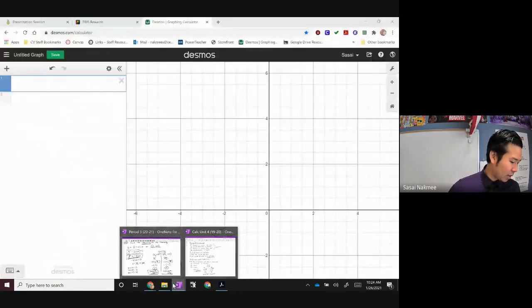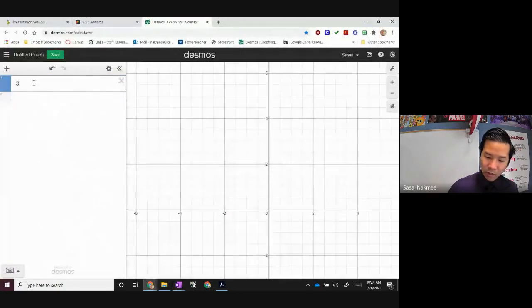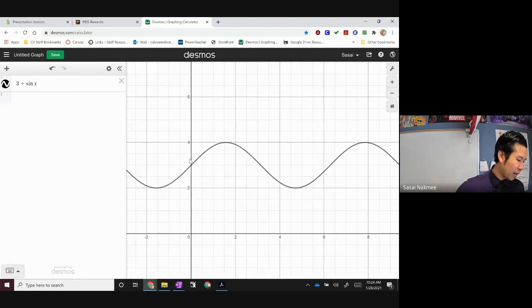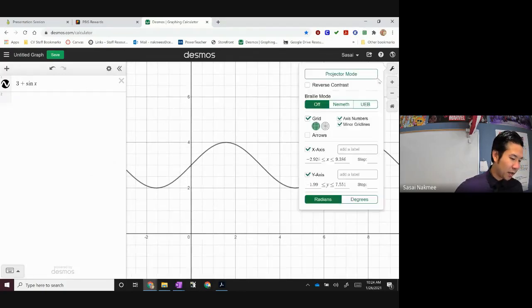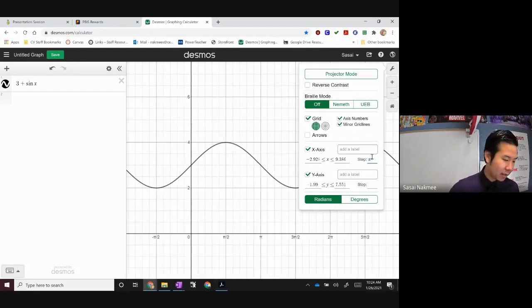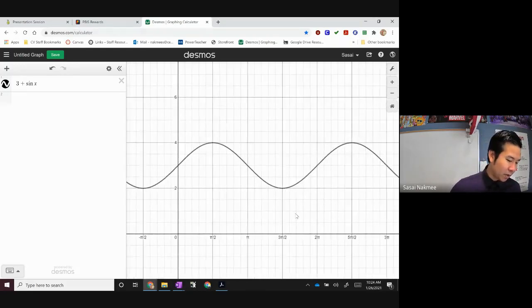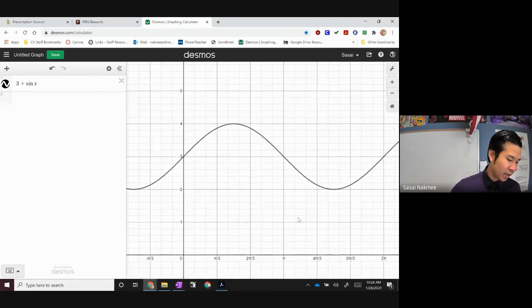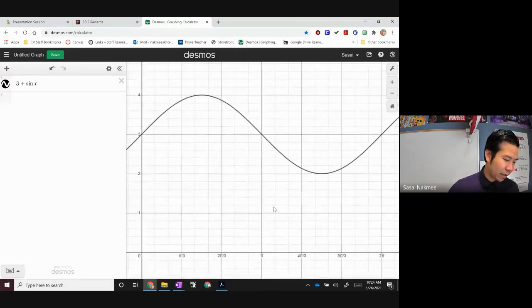3 plus sine x. So 3 plus sine x. There's my graph, right? And I'm going to be focusing on this around the labels of, let's go with pi. There we go. All right, so I'm going to go from 0 to 2 pi, that's about there, yeah?